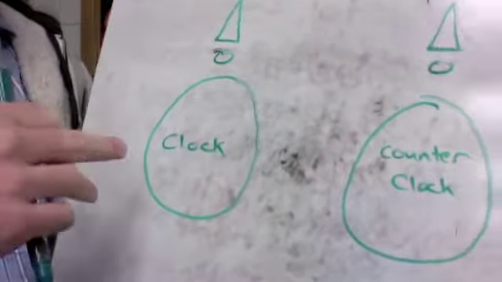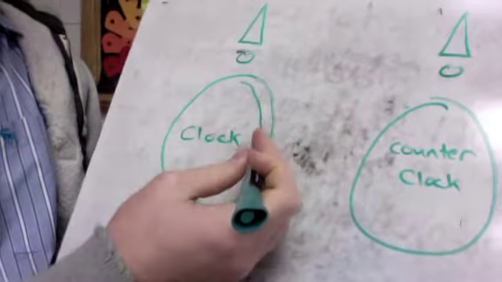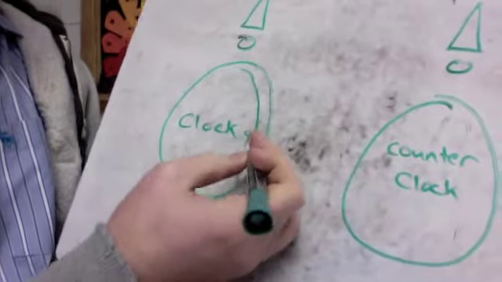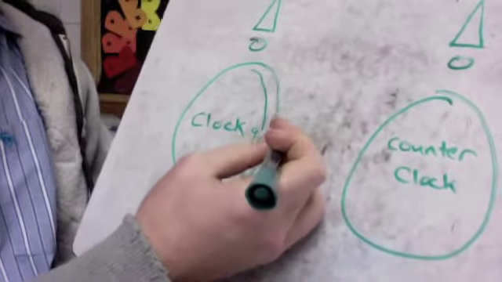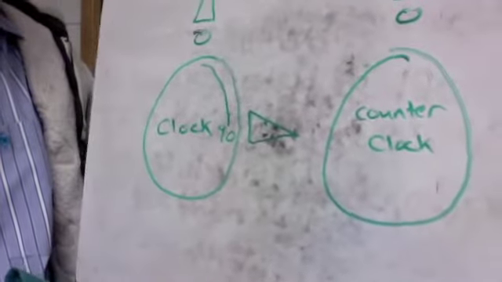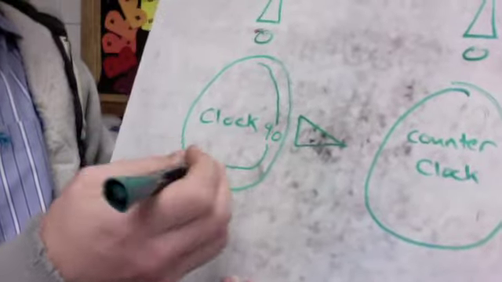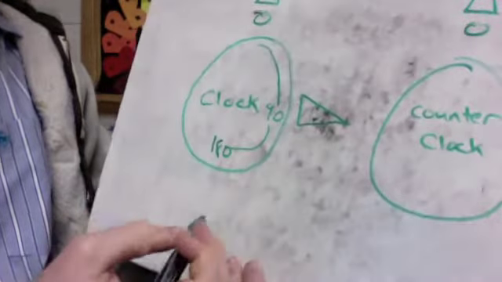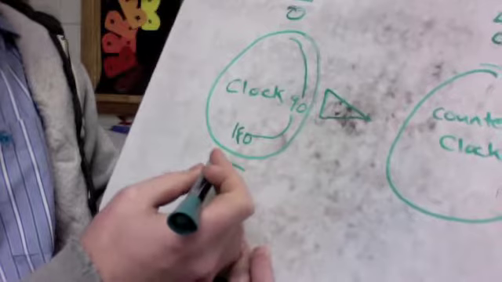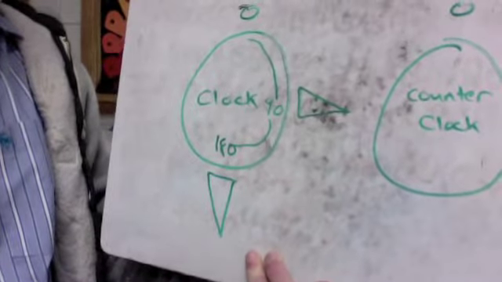Okay, so we're going to start with clockwise. If I go one turn clockwise, that's going to be 90 degrees, and then my triangle is going to look like this. That would be a 90-degree turn. Okay, if I keep turning it clockwise, another turn, it's going to be 180 degrees, and our triangle is going to be completely upside down from what we started with.